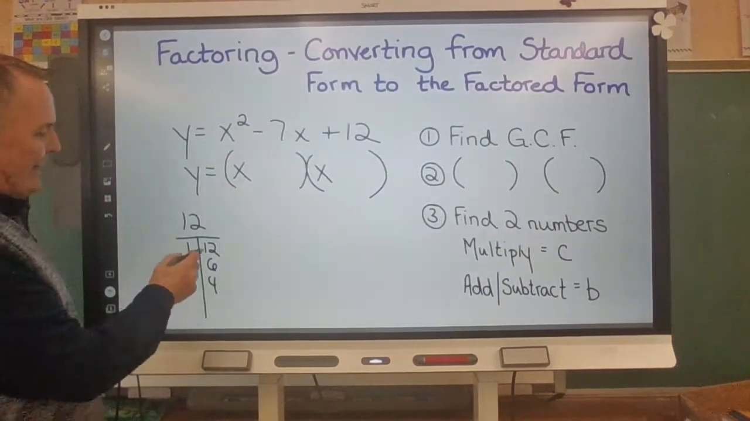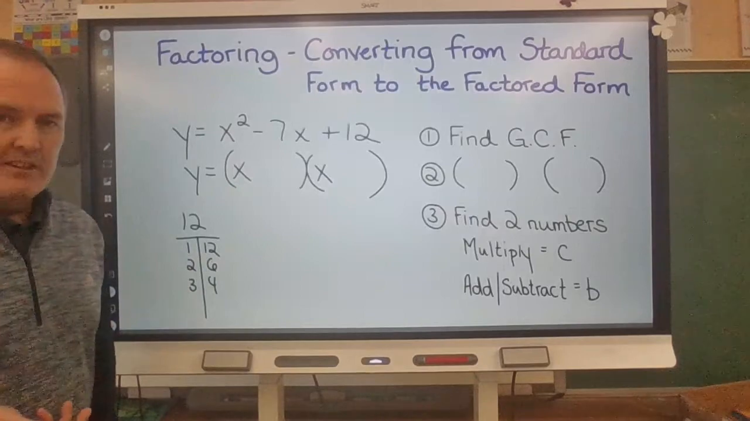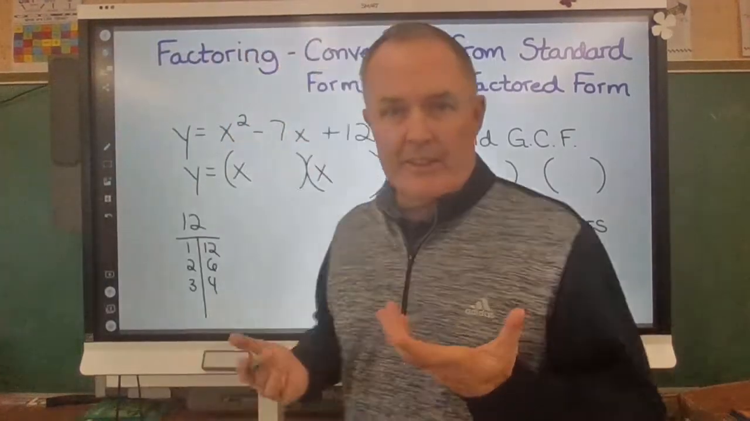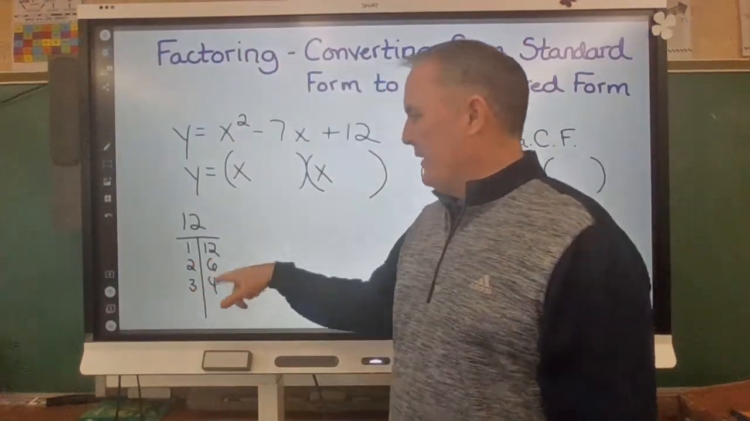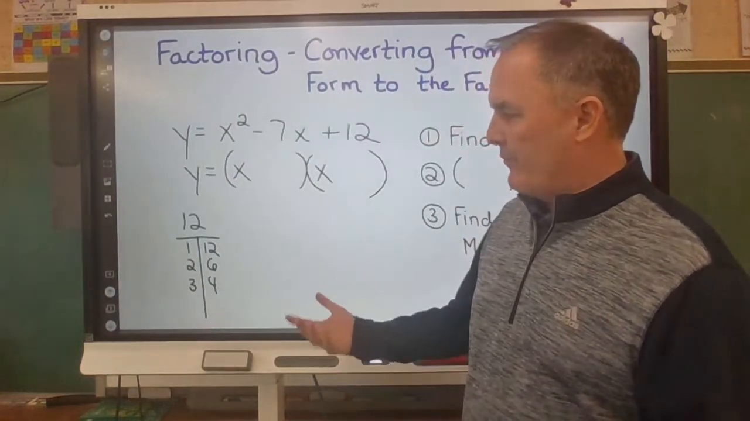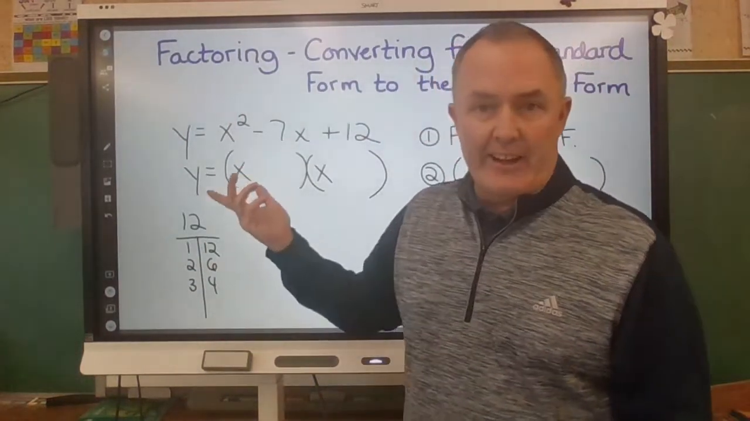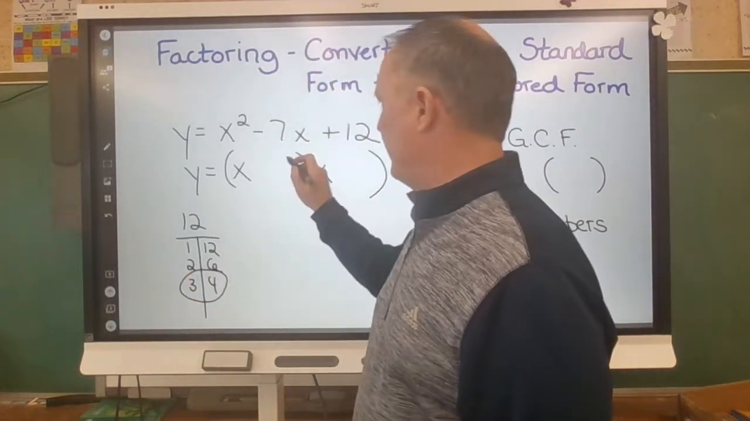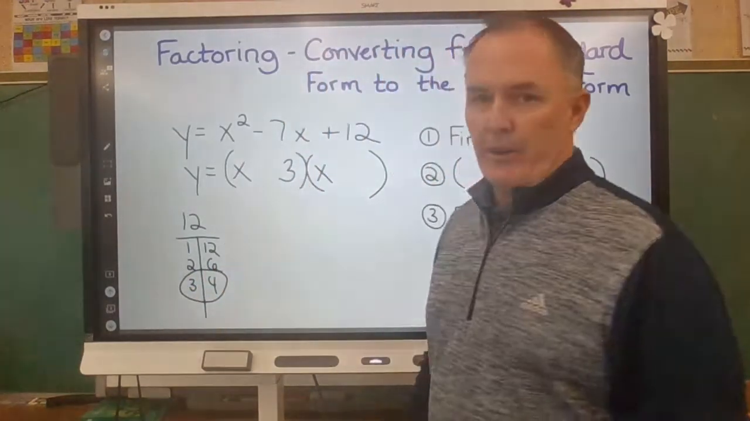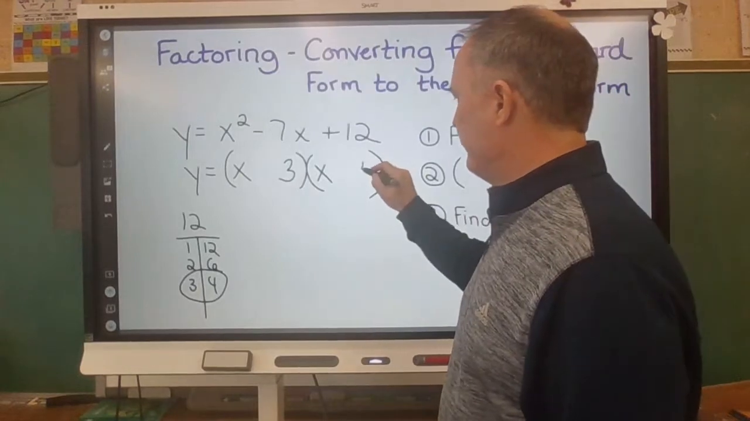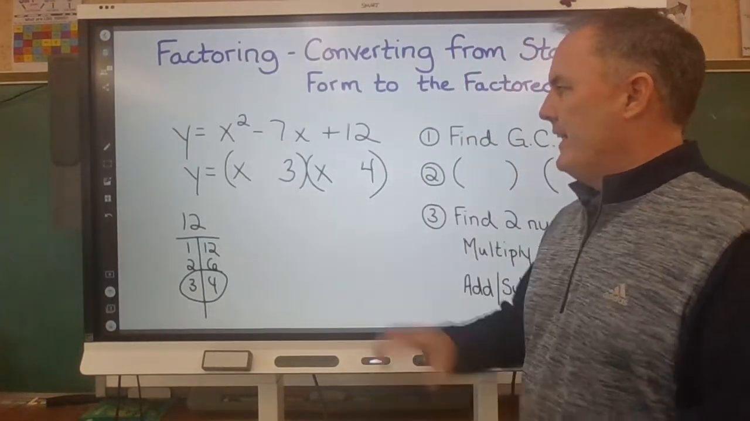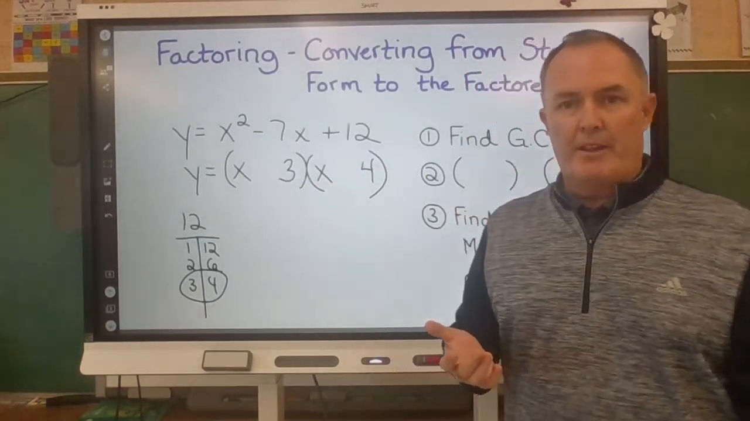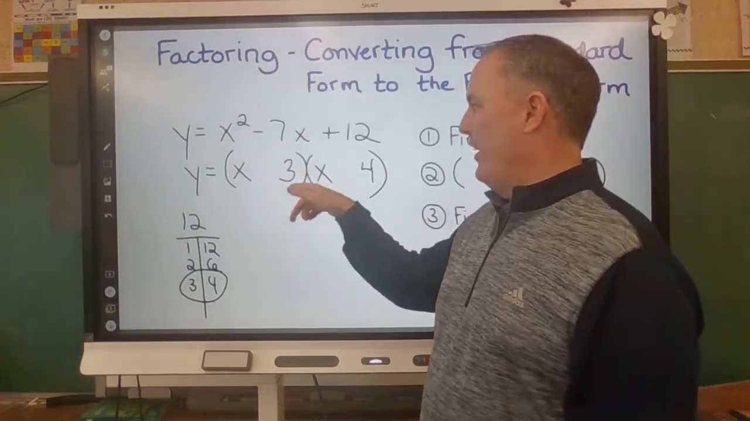Okay, well, I can't get a 7 from 1 and 12. There's no way I can combine 1 and 12 to get 7. 2 and 6, the difference between them is 4. If I add them together, I get 8. Can't use them. So I'm going to use 4 and 3. I'll put a 3 in. I'll put a 4 in. It doesn't matter which side I put them in. I could have the 4 over here, the 3 back here.